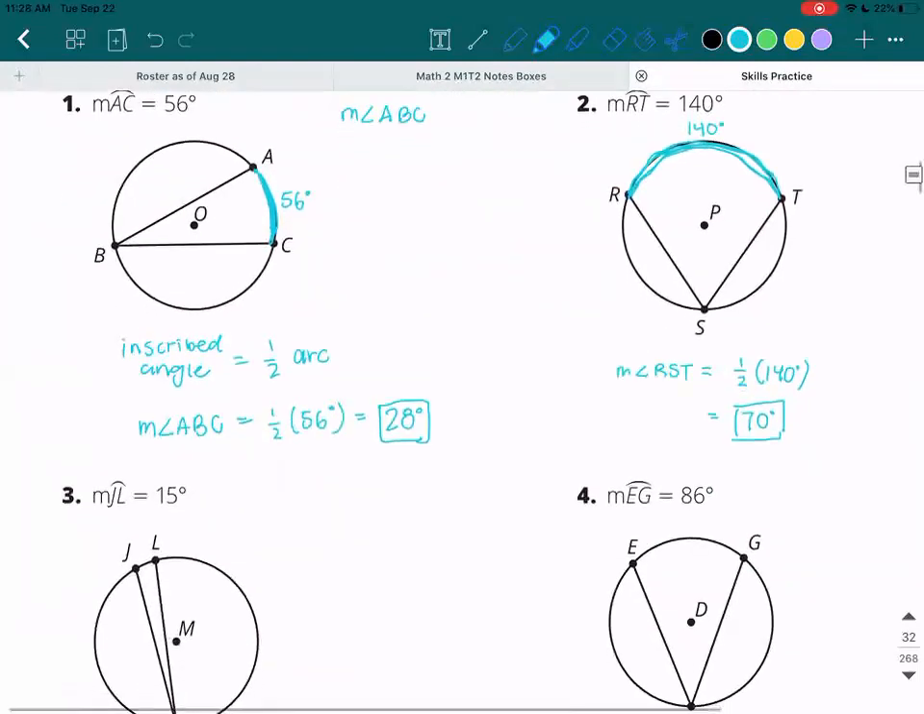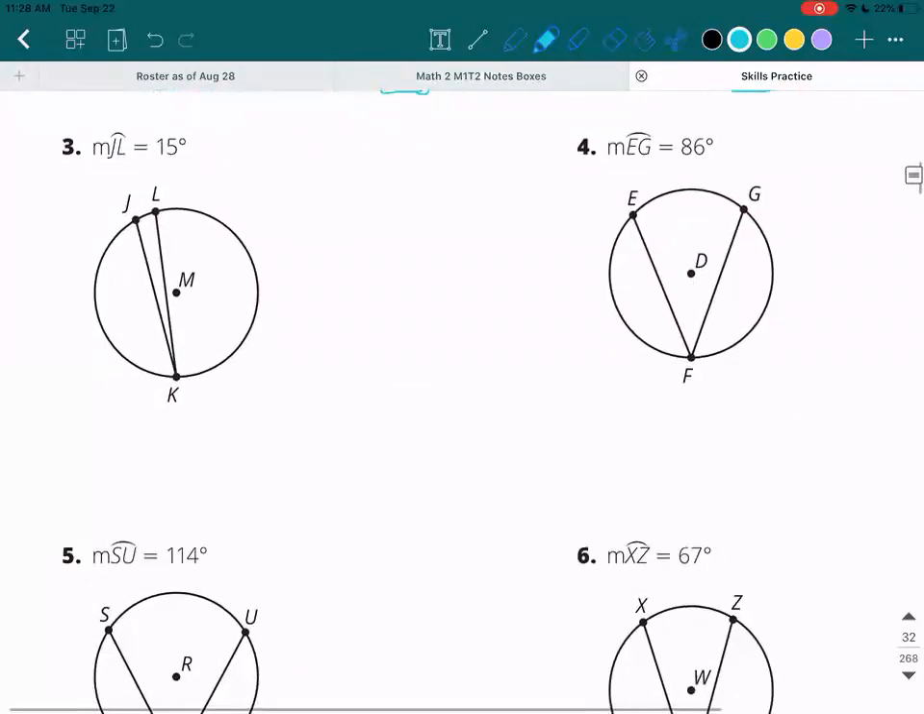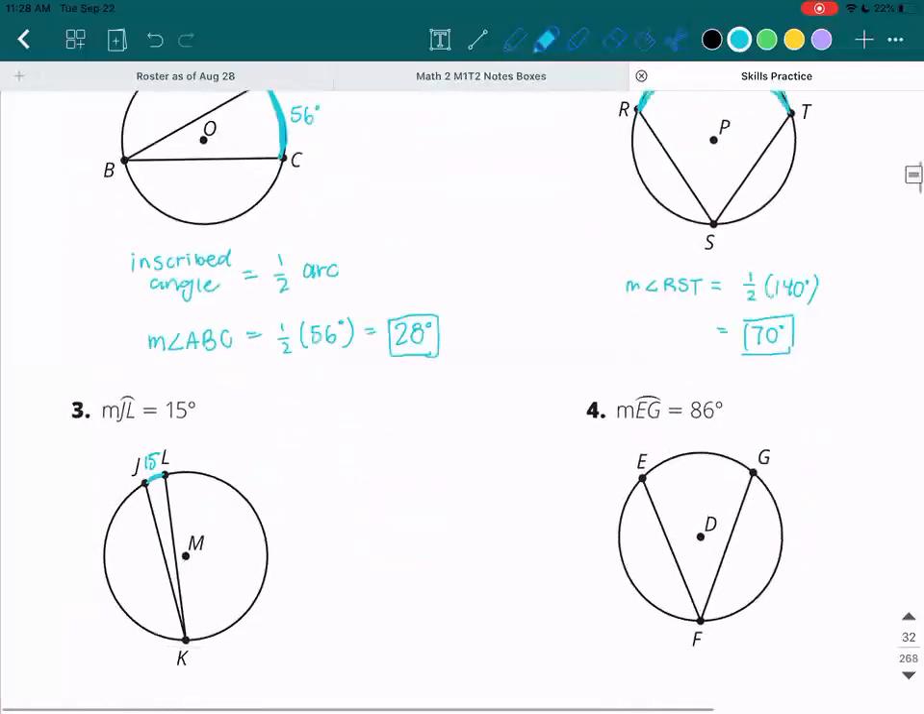Alrighty, let's go to the next one. Next two. Okay, so we have measure of arc JL is. Miss Jade, can I copy the first two? Oh, yes. Sorry, I was looking for my book. Oh, yeah, no, it's okay. Sorry. Let me know when you're done. All right, let's keep going.